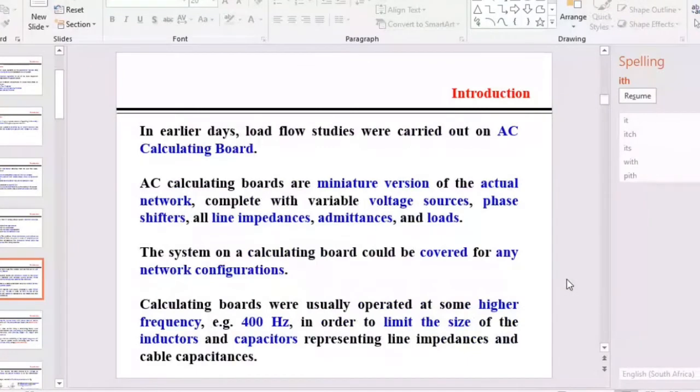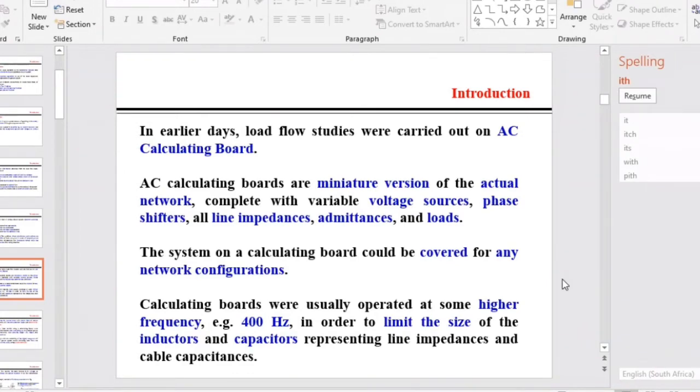Now we are coming to some history. In olden days, very olden days, not 20 years or so, even before that, people were doing load flow study using something called an AC calculating board. It is a smaller version of the actual network with voltage sources. They did not have power sources; they used voltage sources and phase shifters to generate active power, reactive power, or consume active or reactive power, and so on.